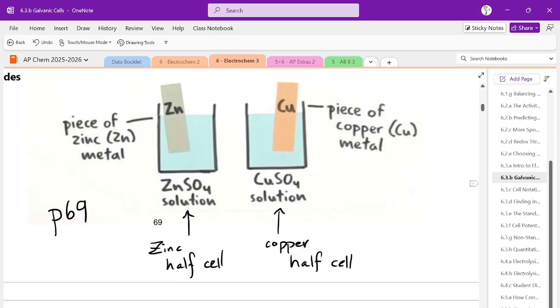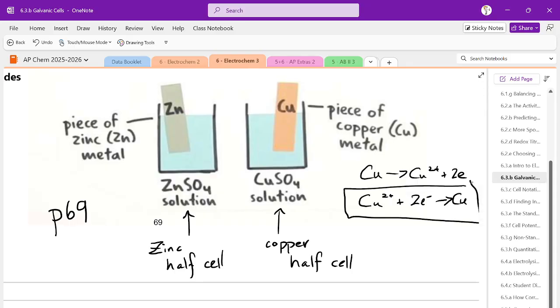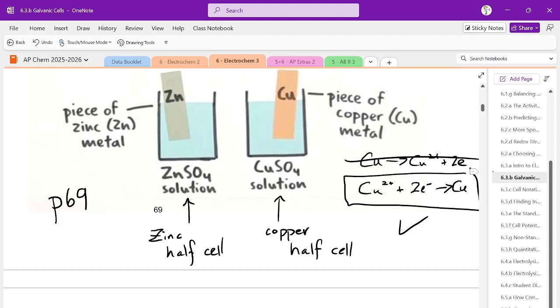And we agreed that was copper going to turn from Cu to Cu2 plus, or was copper going to turn from Cu2 plus to Cu? This is the one that was going to happen, yes? What kind of a half reaction is that? That is reduction.